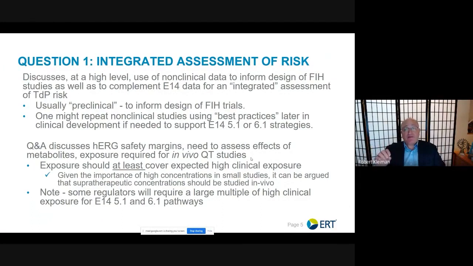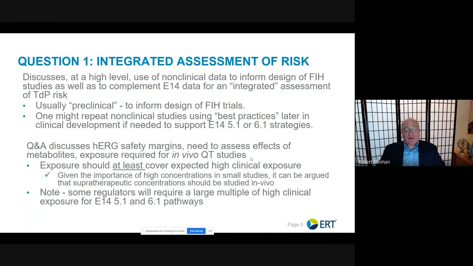So in the past, one might have done these non-clinical studies truly as preclinical studies before starting human trials. Now, they may not truly be preclinical because you may want to repeat earlier non-clinical studies at a later time based on the need to use this data for decision-making, as in E14 questions 5.1 and 6.1, and then we're having the requirement that best practices be met.